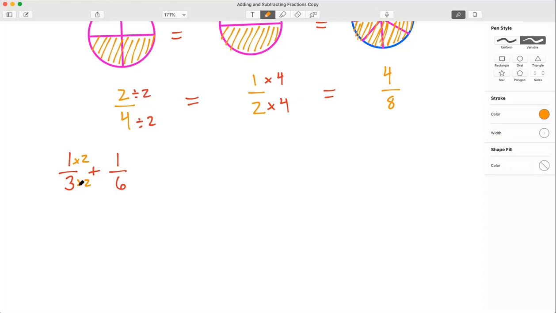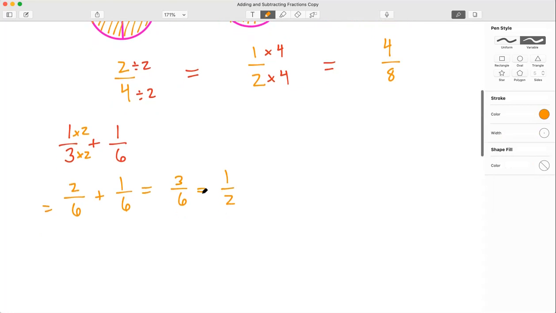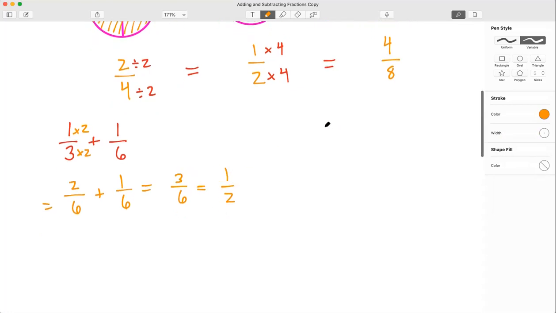That changes it to 2 over 6, right? 1/3 is the same as 2 over 6 plus 1 over 6. Now we can add them because they have the same denominator. Yay. Okay. Now the denominator stays the same. 2 plus 1 is 3. 3 over 6 equals 1/2. And we're done. Remember, we always have to reduce at the end.